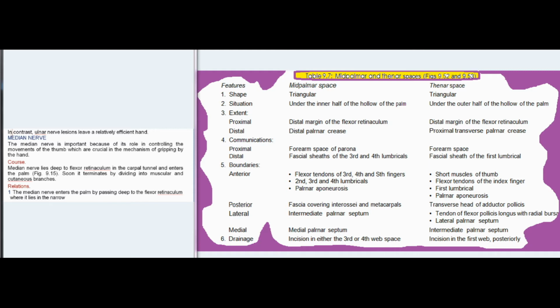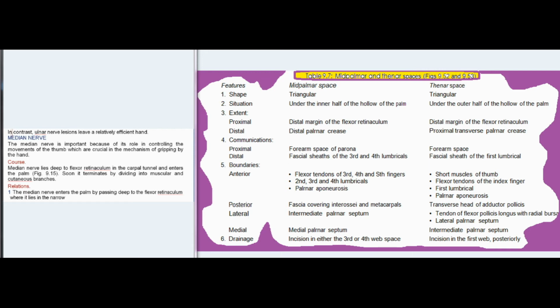It should be noted that median nerve lesions are more disabling. In contrast, ulnar nerve lesions leave a relatively efficient hand. Median nerve. The median nerve is important because of its role in controlling the movements of the thumb, which are crucial in the mechanism of gripping by the hand.